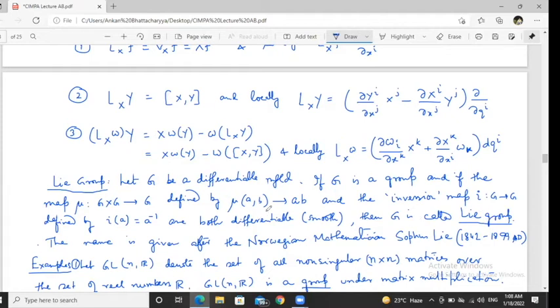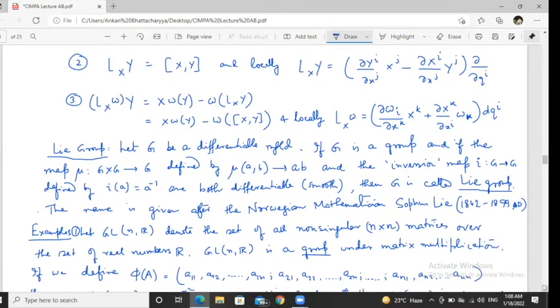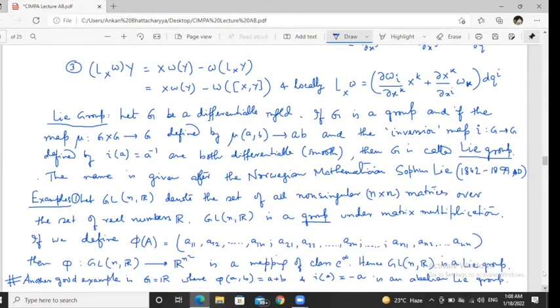So these two operations, this mu(A,B) equal to the multiplication AB and this map I, the inverse one, are both differentiable maps, then G is called a Lie group. And it is named after the Norwegian mathematician Sophus Lie, 1842 to 1899 AD.